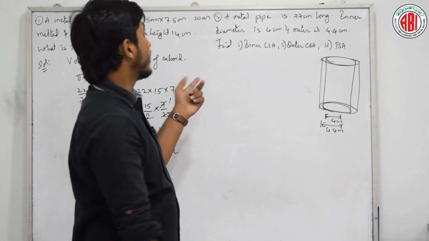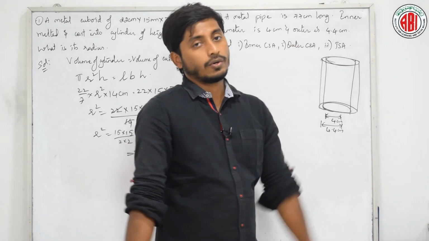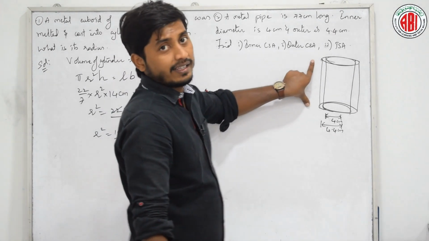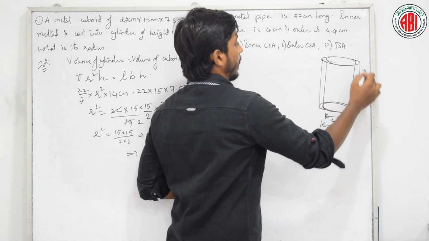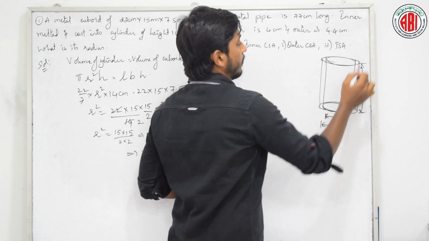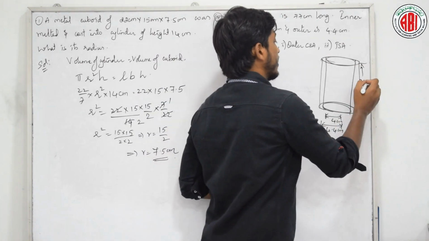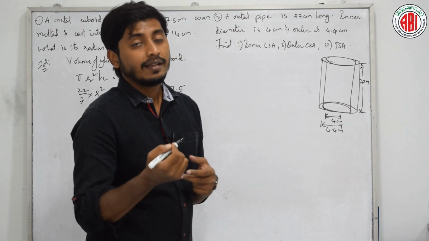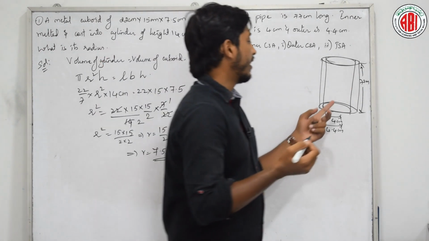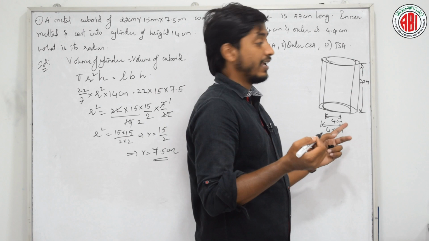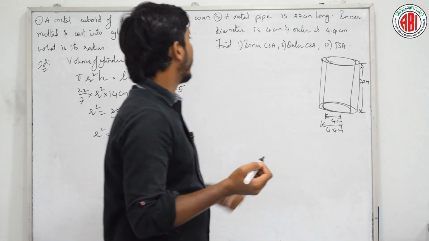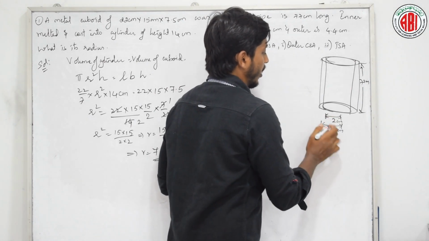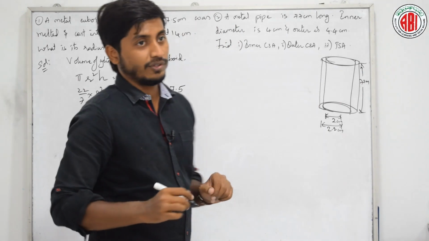Now he is asking us to find the inner CSA, outer CSA, and total surface area. How do we find it? The same thing. Did they give the height? Yes, the height is 77 centimeter. What is CSA? That is 2 pi r h. For inner, I have to take the inner radius. For outer, I have to take the outer radius. And one more thing, they gave diameter as 4, right? Therefore, this will be 2 and this will be 2.2. Don't get confused. Clear?